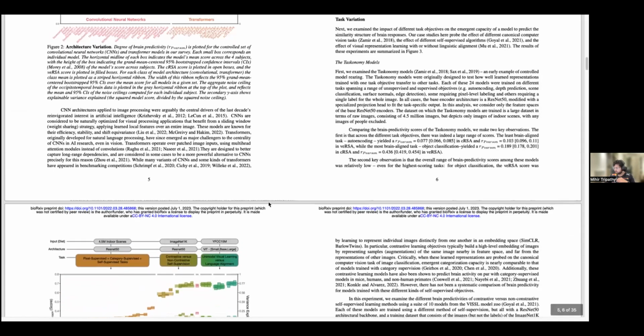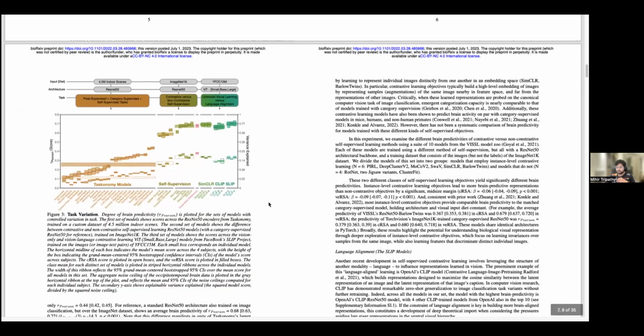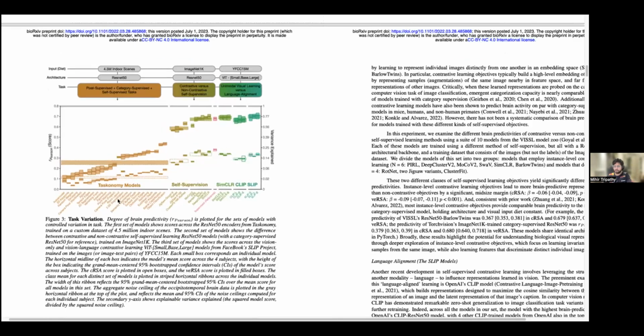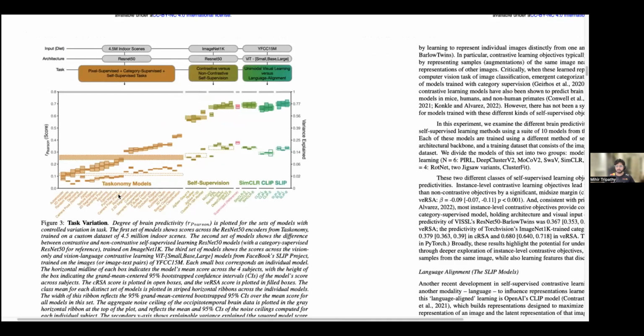Let's just move down to the results. Let's first talk about the taxonomy models. They wanted to see if models with different tasks can actually affect the brain predictivity. So they used everything from autoencoding to depth detection, so depth perception, to semantic segmentation and object classification, and this actually gave a pretty strong indication that the tasks actually matter.